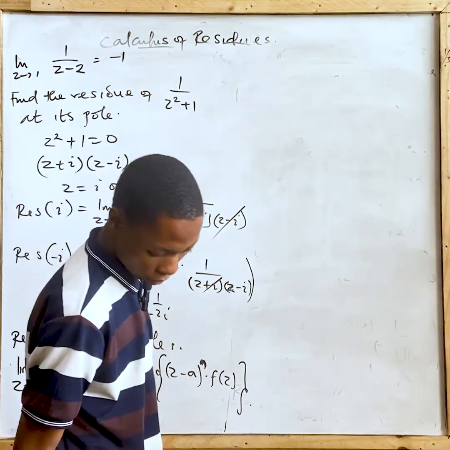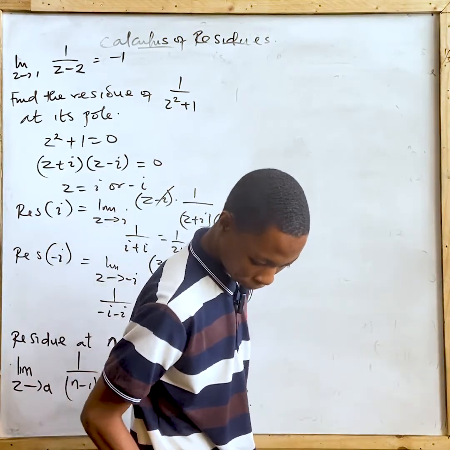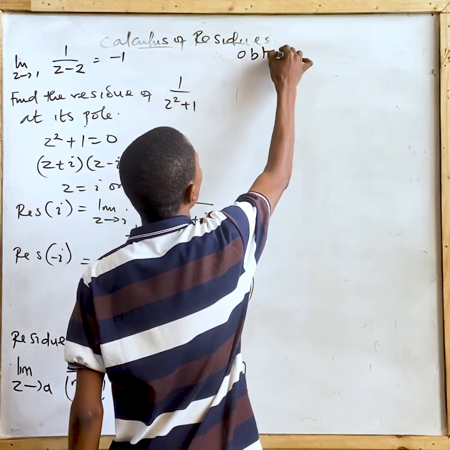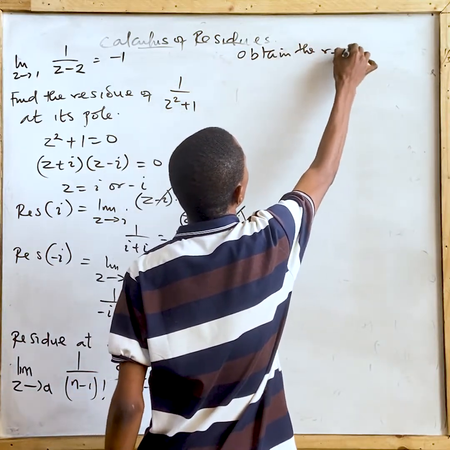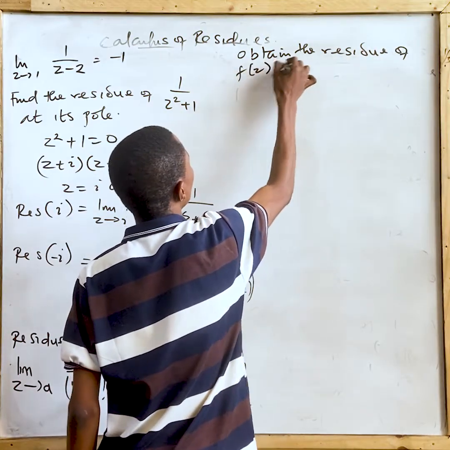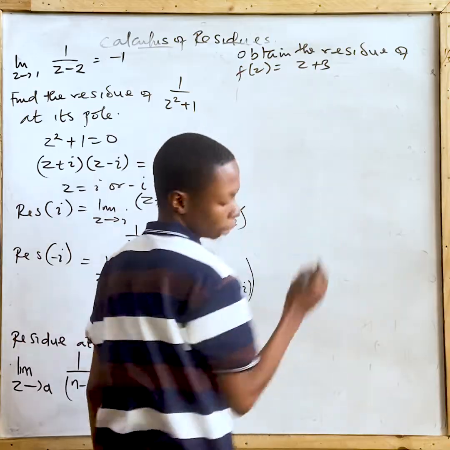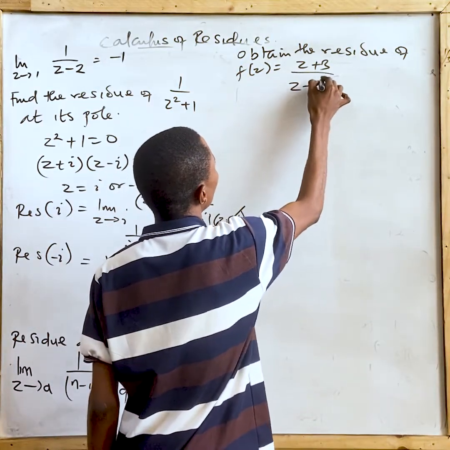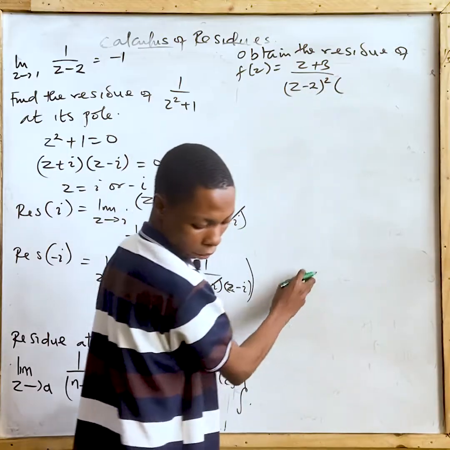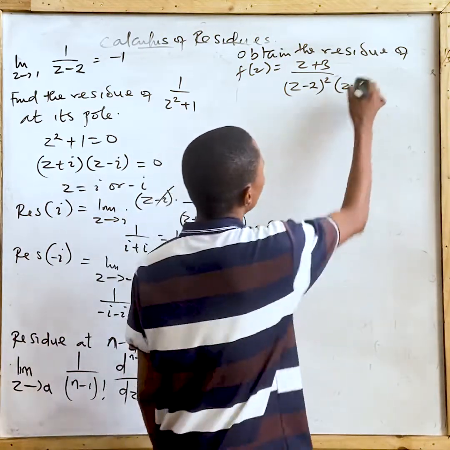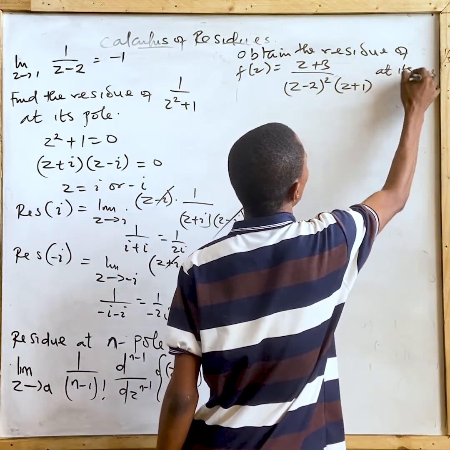So let's check an example. Let's obtain the residue of f of z equals z plus 3 over z minus 2 squared and z plus 1 at its poles.